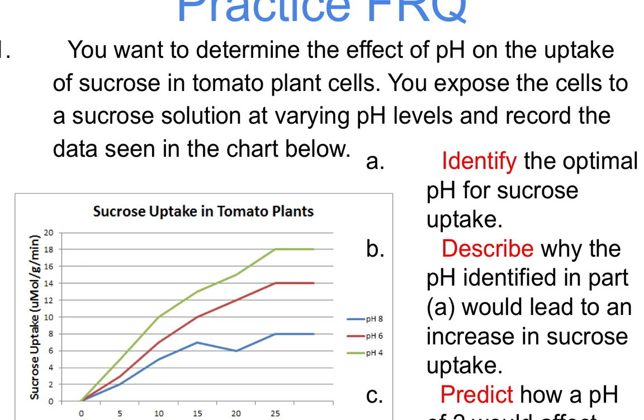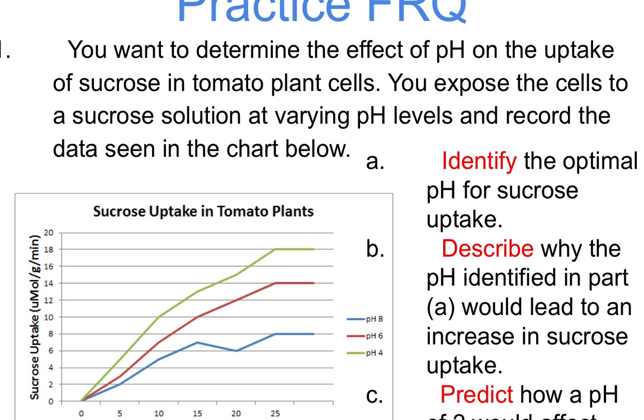So I'll take a moment to concept check. We've talked about a lot. Let's do a practice FRQ. You want to determine the effects of pH on the uptake of sucrose in tomato plant cells. So you're going to expose the cells to a sucrose solution at varying pH levels and record the data seen in the chart. So you did that and you recorded that data.